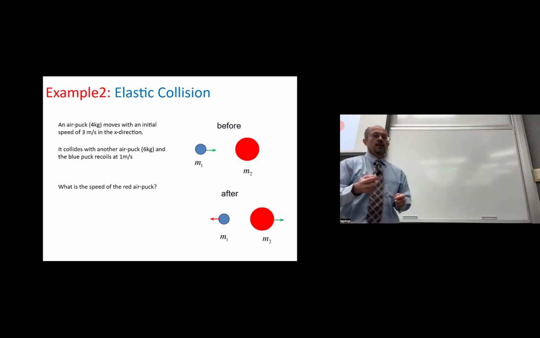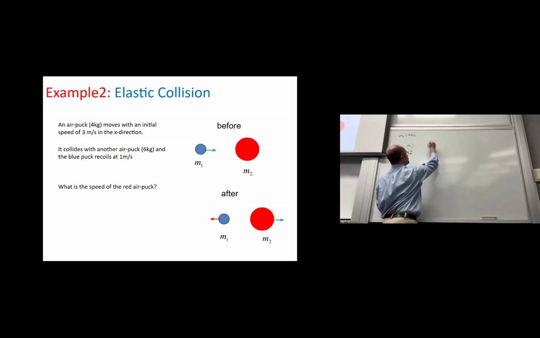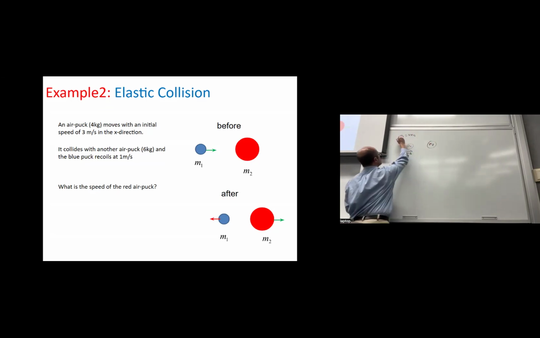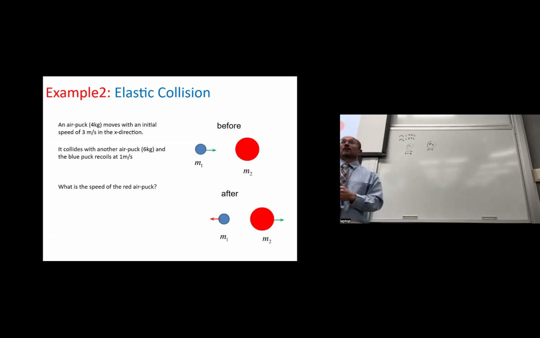So now we have the same two objects. We have M1, which they tell us is 4 kilograms, and it's still moving at 3 meters per second. Now they tell us we have an M2 here, and M2 is a little bit bigger. They don't mention it's at rest, but we need to add that in. So M2 is going to be at rest.